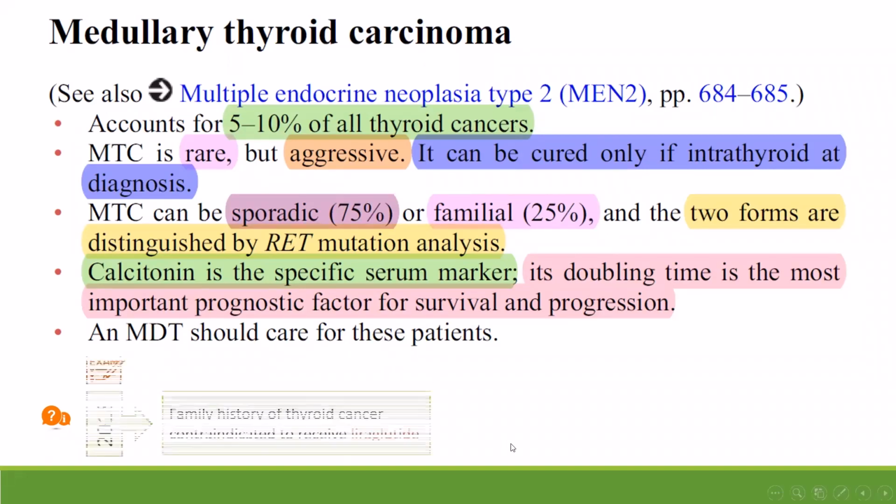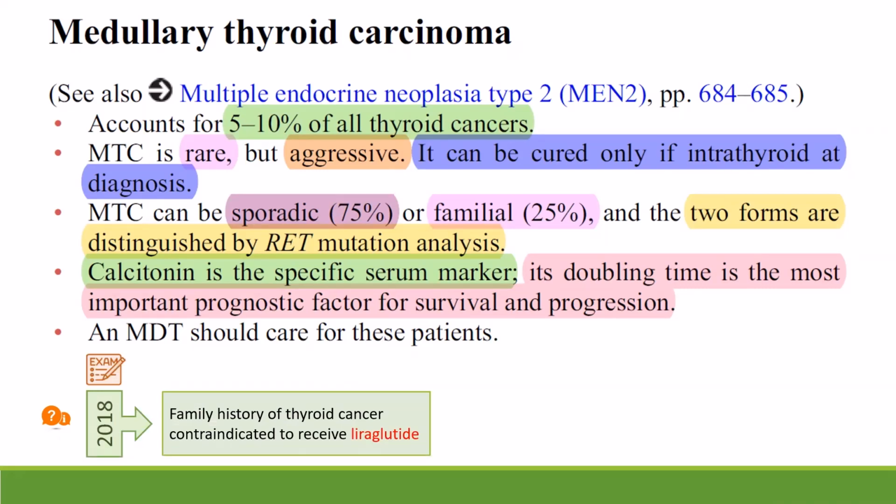And actually, in our previous exams, they usually ask this very important point: a family history of thyroid cancer is a contraindication to receiving liraglutide. Liraglutide is a very important GLP-1 receptor agonist drug used for management of diabetes, and with liraglutide, the risk of medullary thyroid cancer is increased, and actually this was seen in trials in rats, not in humans. But if a patient has a family history of medullary thyroid carcinoma, liraglutide is contraindicated. Liraglutide is available as Victoza.